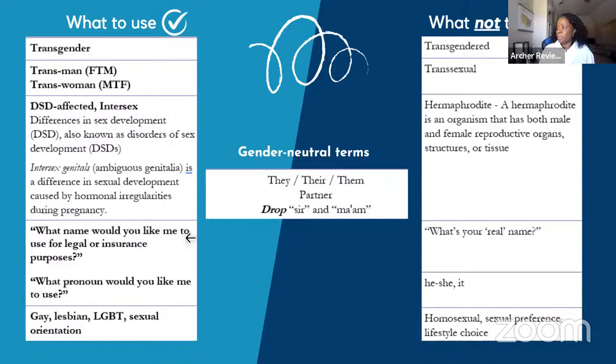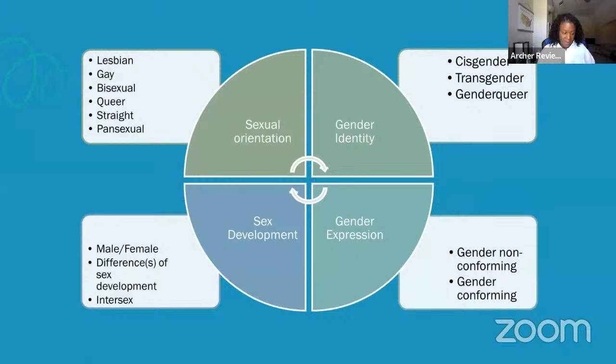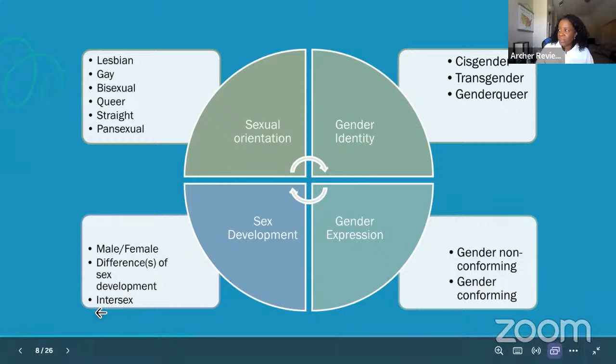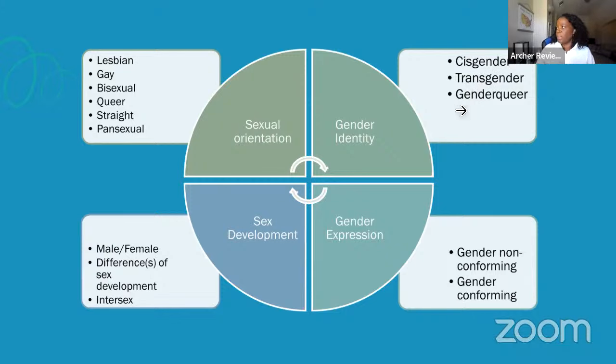Okay, moving forward. I just put this little diagram up here for your knowledge. Sexual orientation goes by these terms: lesbian, gay, bisexual. Sexual development is whether they were born male, female, or intersex. Gender identity, we'll talk about cisgender. Transgender, we kind of talked about already. Gender queer, we'll go over those terms a little later. Now, gender non-conforming or gender conforming.